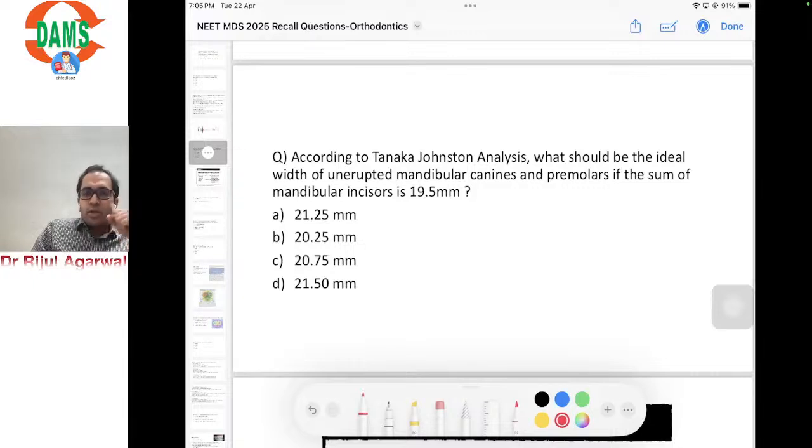So according to Tanaka-Johnston analysis, what should be the ideal width of the unerupted mandibular canines and premolars if the sum of the mandibular incisors is 19.5 mm? So this was a direct question from the Tanaka-Johnston analysis. Okay, and the value which I got was 19.5. And they wish in the exam to know about the width of the unerupted canines and premolars.